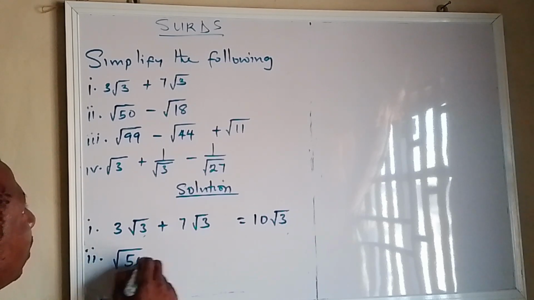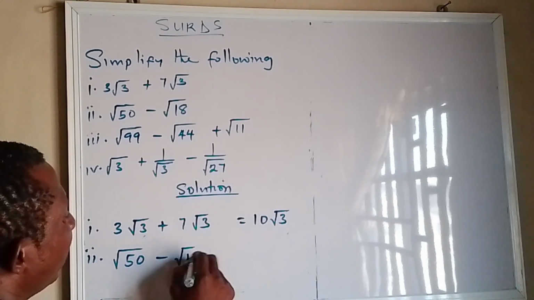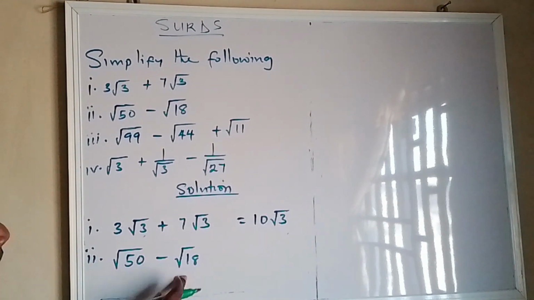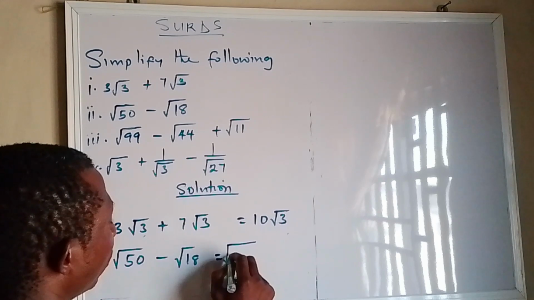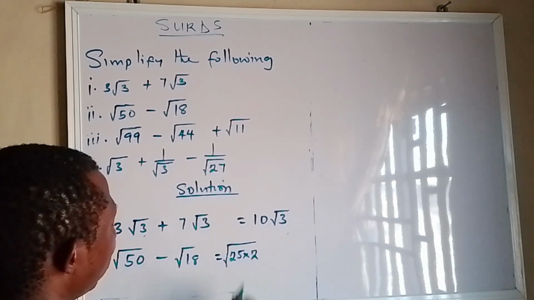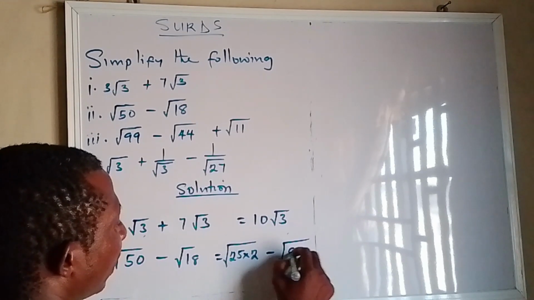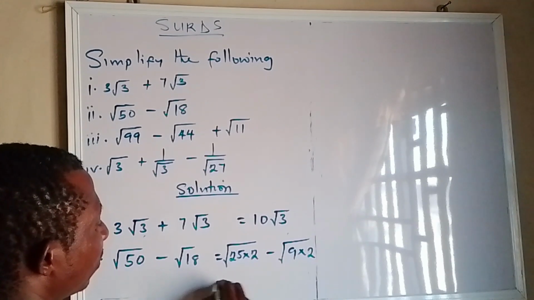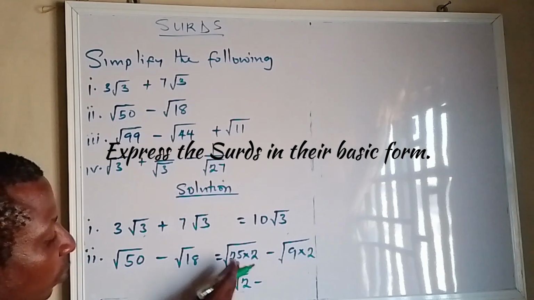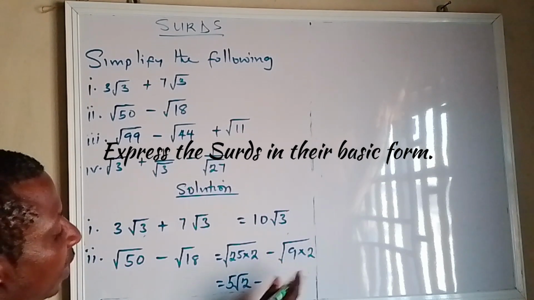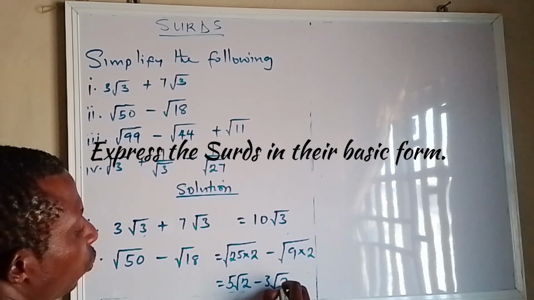Now let's look at the second one: square root of 50 minus square root of 18. Now look at this. They don't look alike. So I will try and convert these numbers to their basic form, the square root of 50 and square root of 18. So this is the same thing as square root of 25 times 2 minus square root of 9 times 2. So that gives me 5 square root of 2 minus, because square root of 25 is 5. So square root of 9 is 3. So 3 square root of 2.